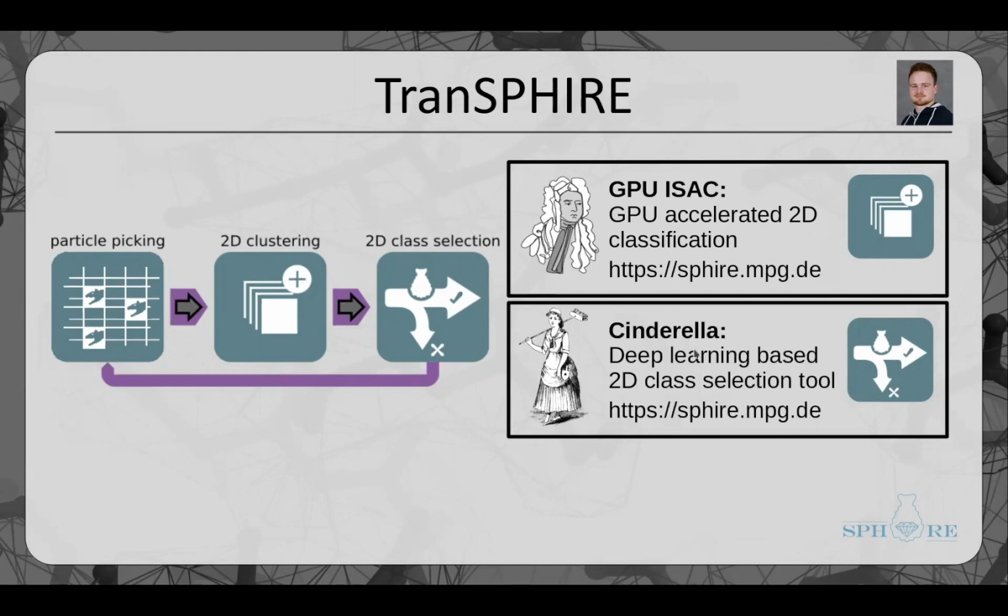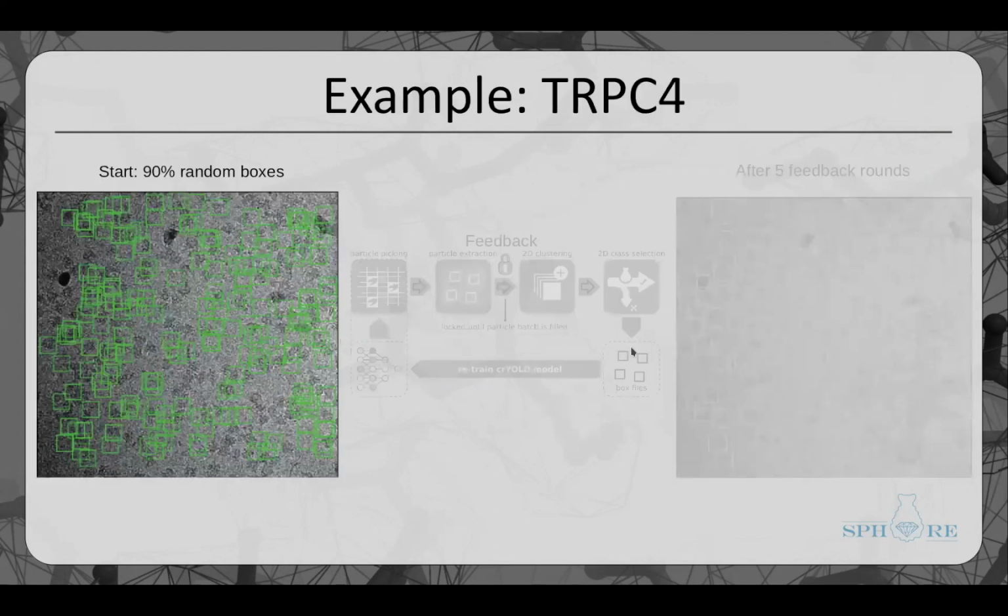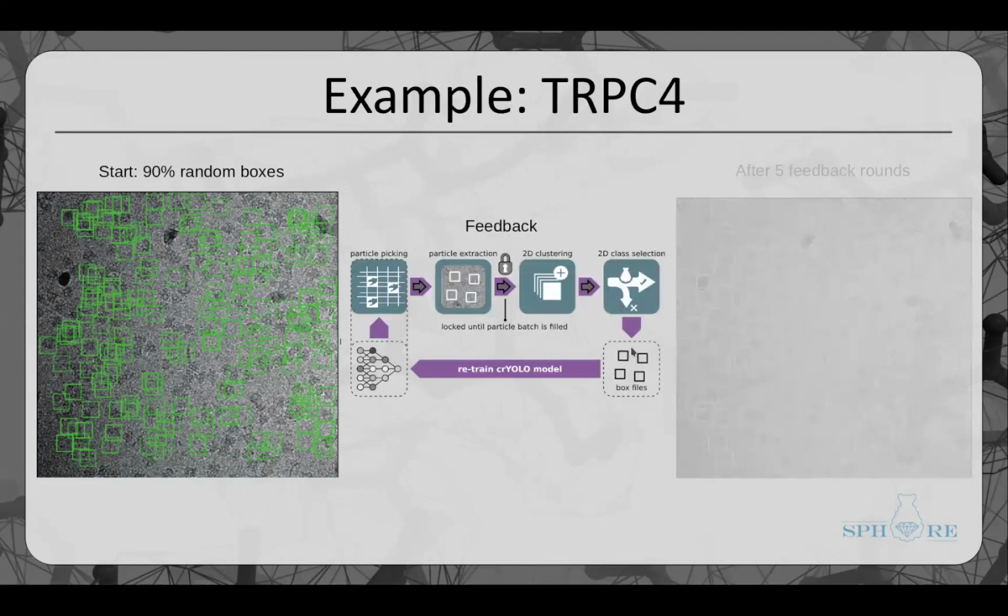Cinderella is pre-trained on ISAC classes, and we use that in our feedback loop. So let's look at a couple of examples. To demonstrate that the feedback loop is able to recover from really bad initial picking, we picked with a general model of crYOLO, and then we replaced 90% of the boxes with just random picks. We just put them somewhere on the image. And then the feedback starts.